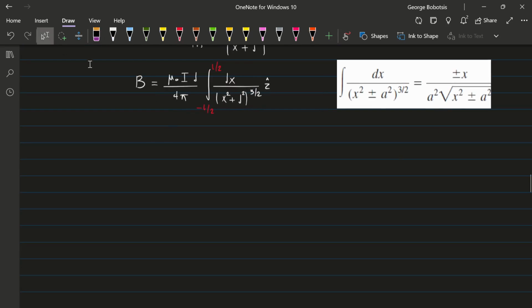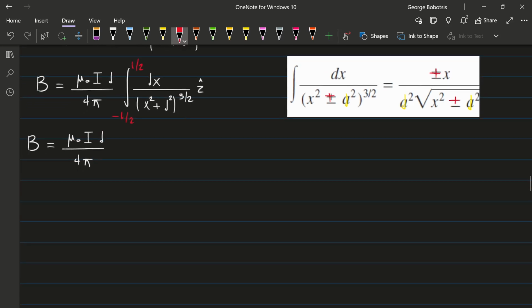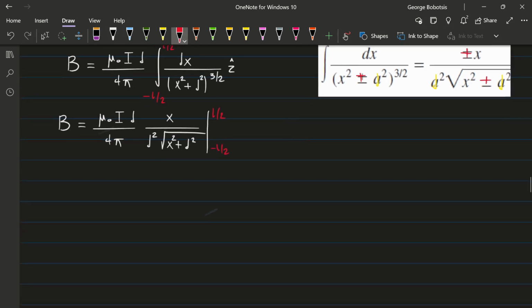So yeah, most of this persists, and then we recognize again what ours looks like. Instead of A, you have D. Wherever you see A replaced with D, and the sign over here is a plus, so we steal the plus. Overall, then you're going to get X over D squared, square root of X squared plus D squared, all evaluated between negative L over 2 and L over 2. That's it.